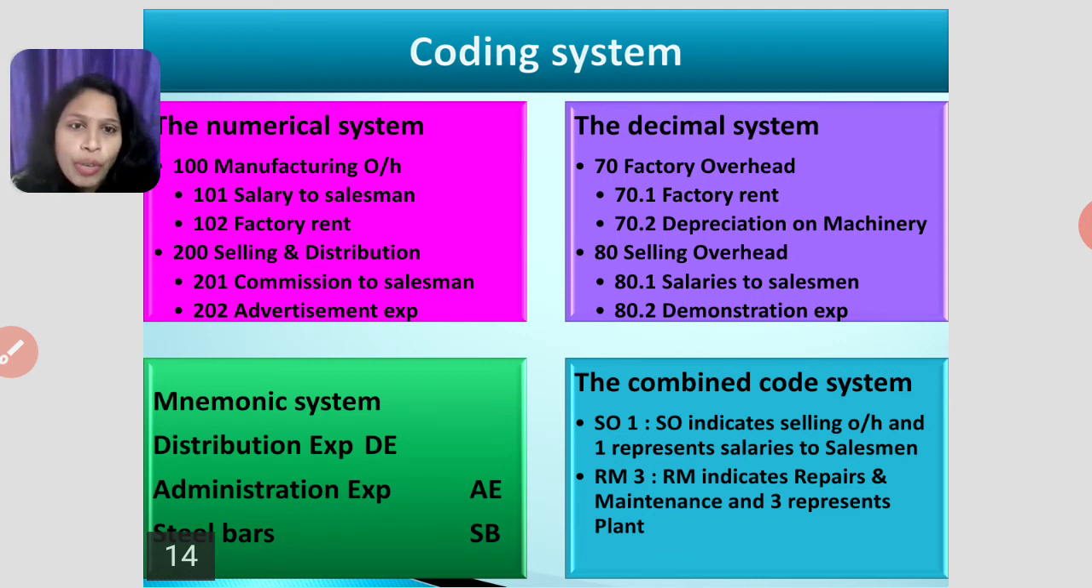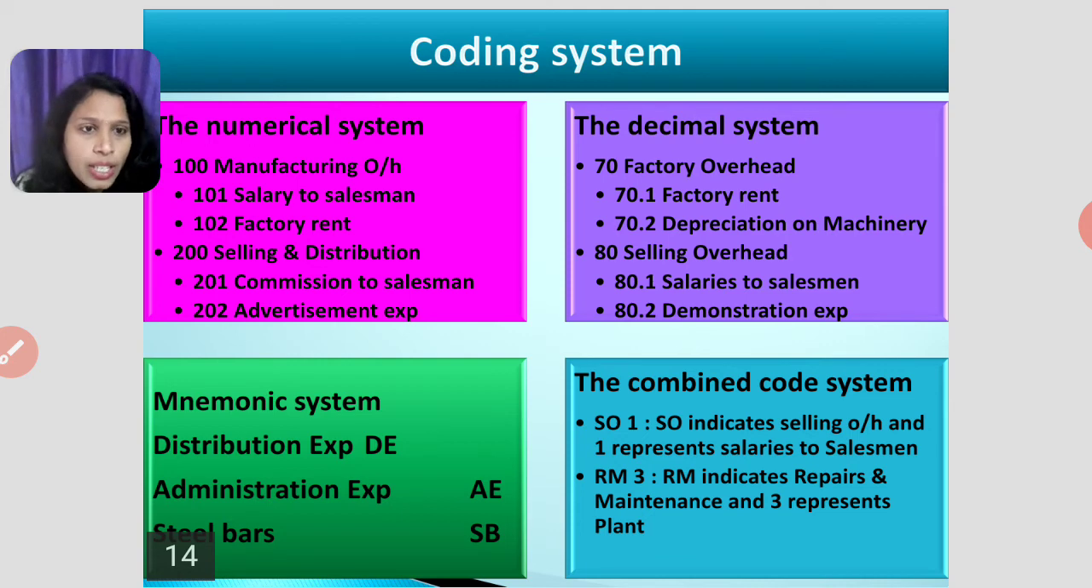Then we move further to the next content, the mnemonic system. Mnemonic system means we are using alpha contents here, only alphabets. For example, for distribution expenses, we use the code DE, capital letters DE. Then for administration expenses, we use the first capital letter of every word, AE. Then steel bars are called SB. So we use the first capital letters here, and it's called the mnemonic system. It's also called the alpha system.